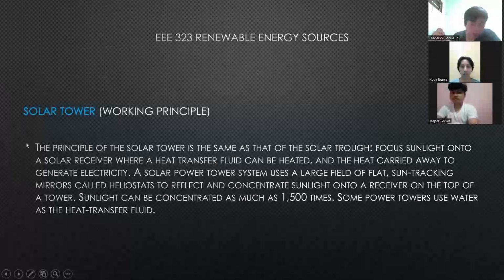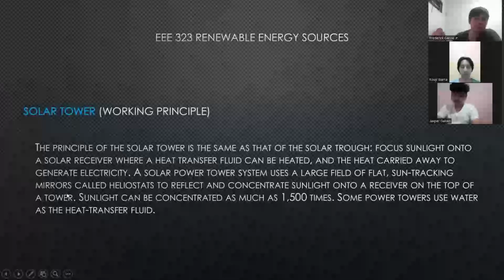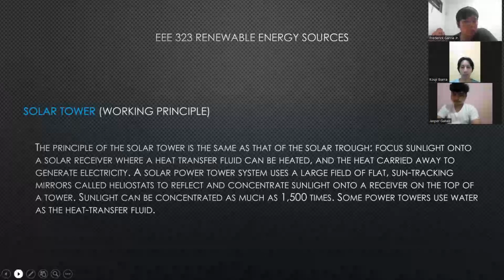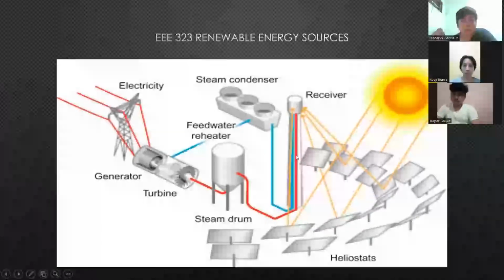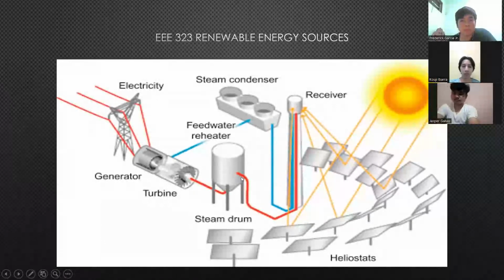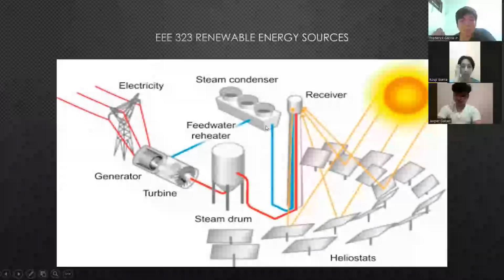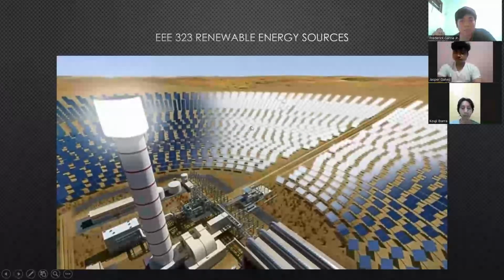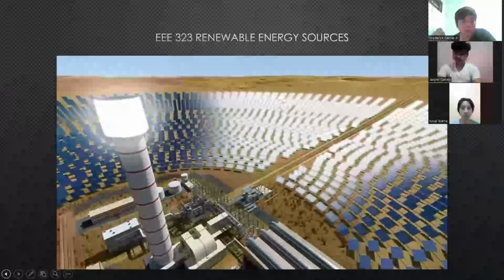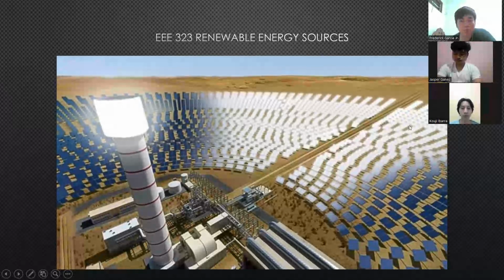So now we have another flavor of the solar thermal power plants. We have the solar tower. Here we have a bunch of heliostats. These are the things that reflect the sunlight into the tower itself. In the tower, cold water flows in, gets superheated and becomes steam, which gets fed into the steam turbine itself. We have a very nice example of the solar towers. You can see all of these panels are focusing the sunlight into this part right here.